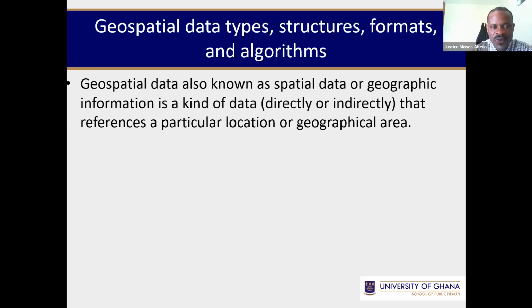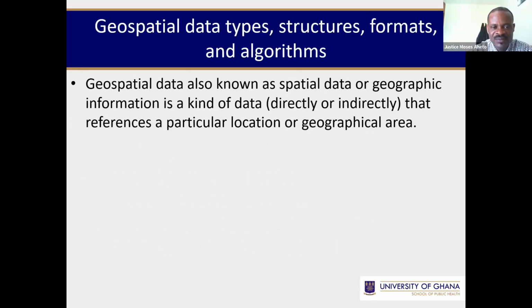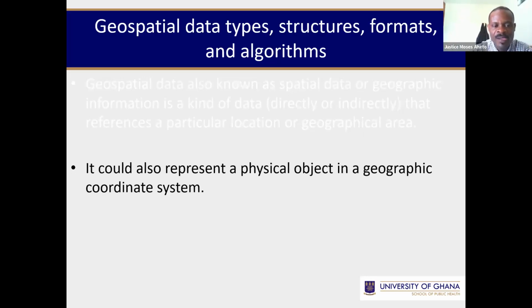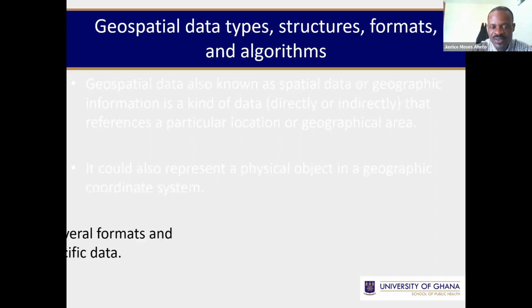Okay, so in geospatial data science, we refer to geospatial data, which you can also call spatial data or geographic information, as a kind of data that references a particular location or geographical area. So if you have data that is indexed geographically, then you can call that geospatial data or spatial data or geographic information. And this information could basically be a physical object in a geographic coordinate system. And we'll be looking at those things as well.